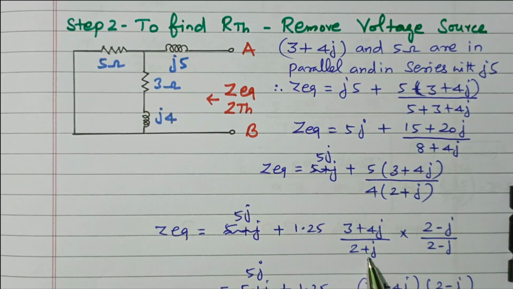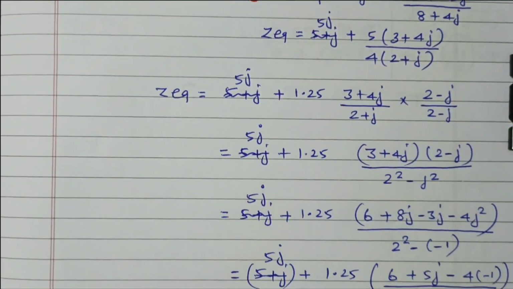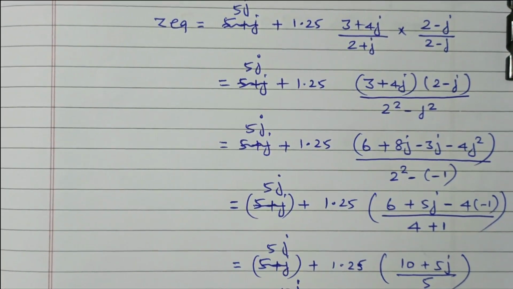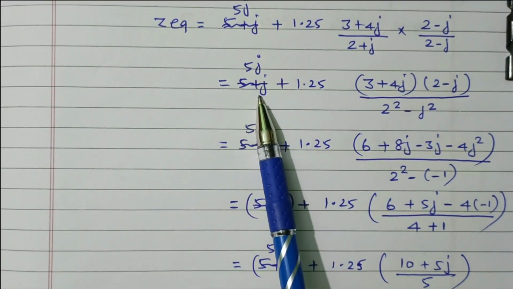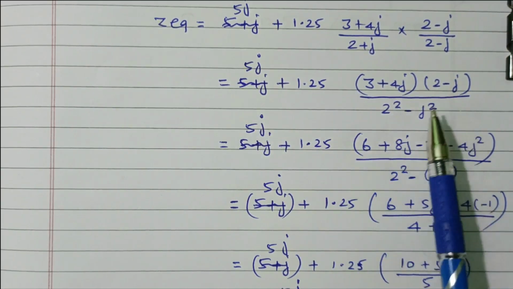In order to remove the J factor, it is multiplied by 2 minus J divided by 2 minus J. The complex conjugate of 2 plus J is 2 minus J. So that we can remove the complex term available in the denominator. Now we need to multiply these two, so multiplied by the complex conjugate for further simplification. So 5J plus 1.25, 3 plus 4J into 2 minus J.